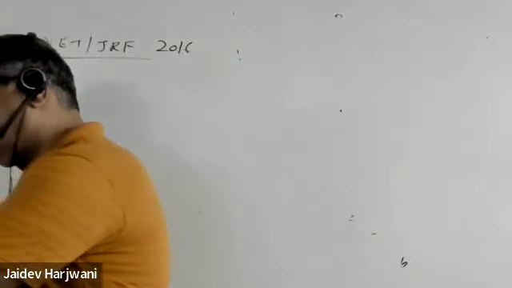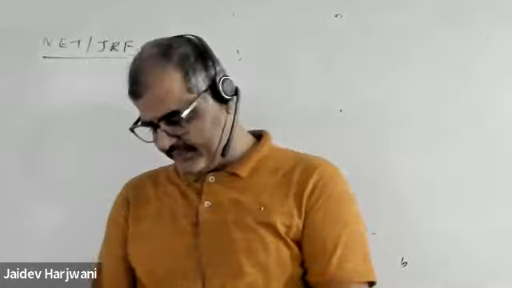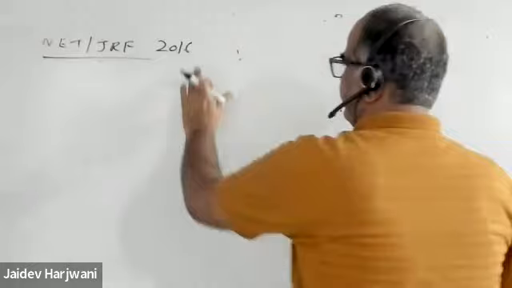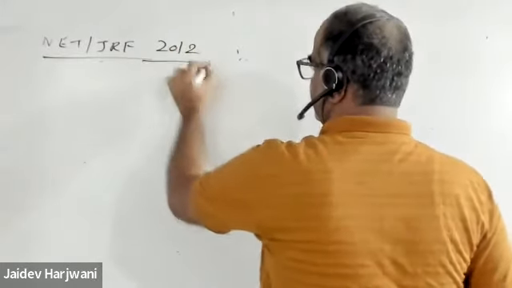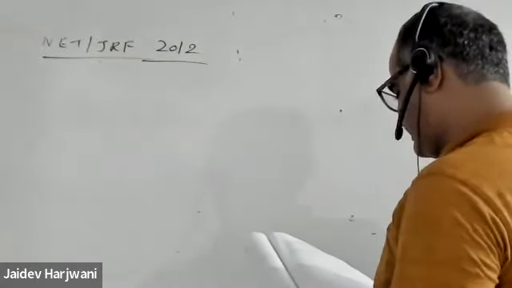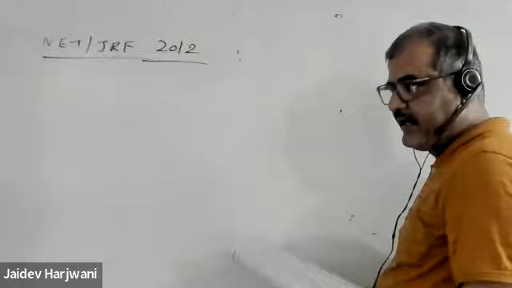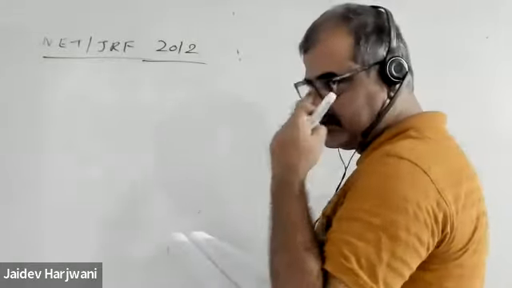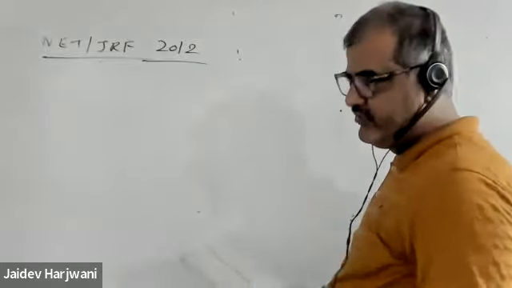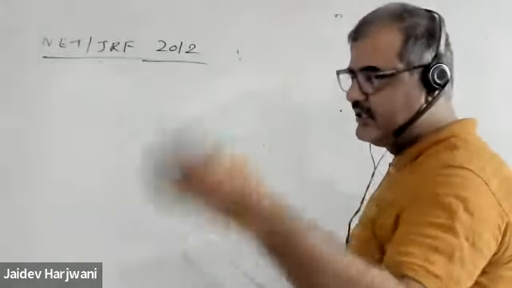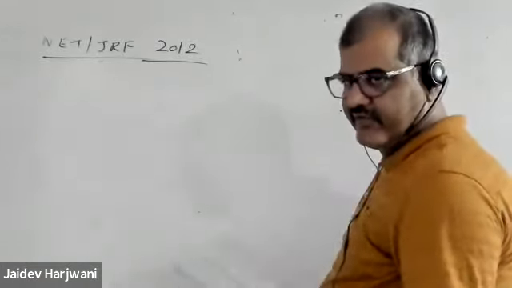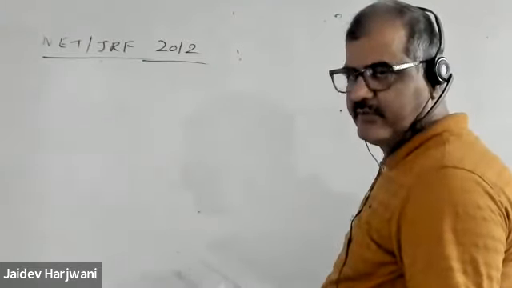Okay, so let me solve one more question. This came in 2012. They're saying a magnetic field sensor. Now the Hall effect can also be used to sense the magnetic field. Because if we can measure the Hall voltage, obviously we can measure the magnetic field also. If we know the Hall voltage, we know the current, we know the Hall coefficient of the sample, then indirectly we can measure the magnetic field also.